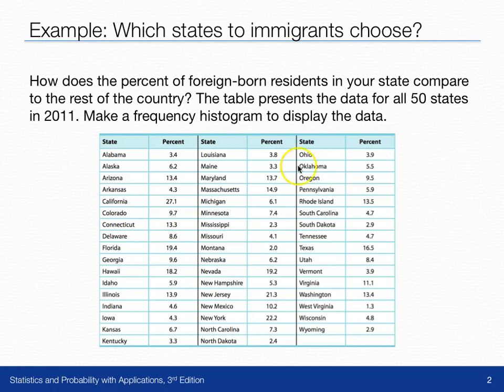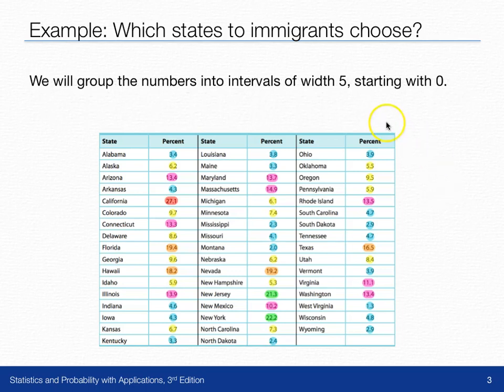So some states, like Massachusetts, have a higher percentage of foreign-born residents than states like Pennsylvania. The first thing we want to do is group these into natural groupings. What I've done in this figure is I've redrawn it with numbers that are lower than 5% shaded blue. Numbers from 5.0% to 9.9% are shaded yellow. Values from 10.0% to 14.9% are shaded pink.